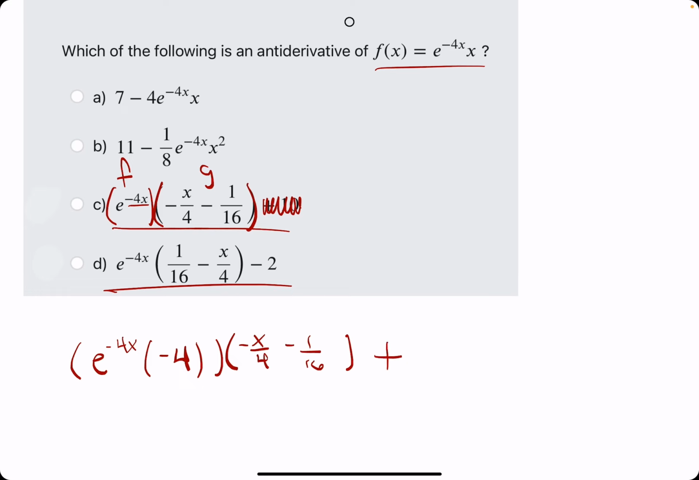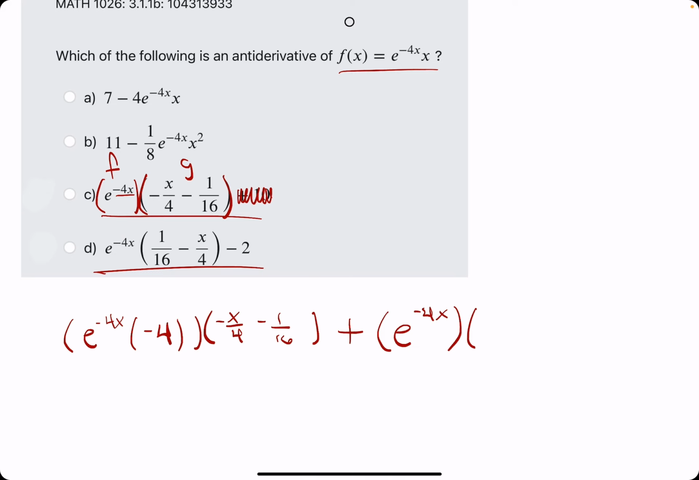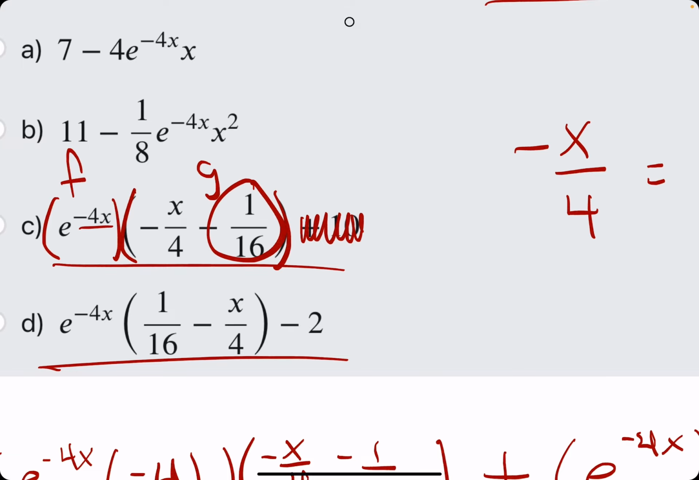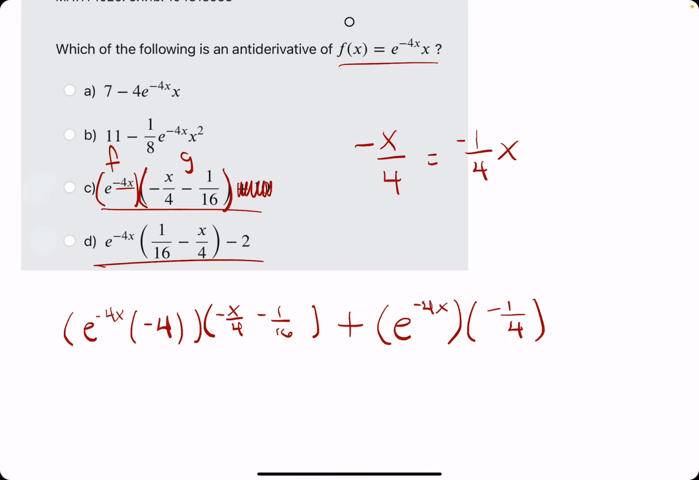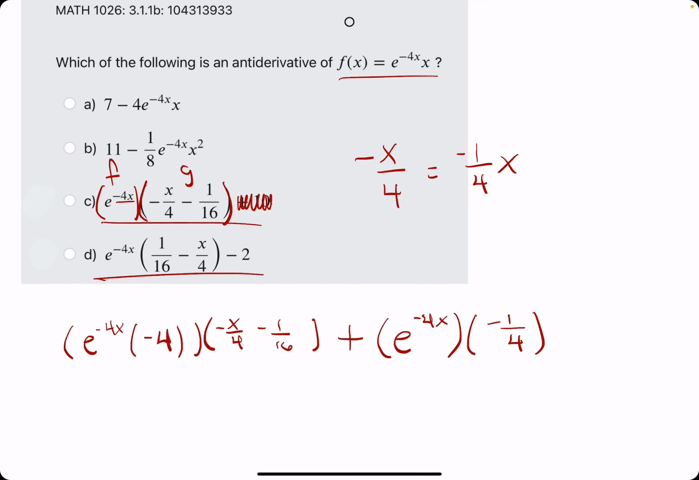And then using product rule, we have addition of f times g prime. So looking at this whole g set of parentheses here, the derivative of negative x over 4 is the same thing as, this term is the same as negative 1/4 times x. So a constant times x has a derivative that is just that constant. And then 1/16 is just a constant itself, so its derivative goes to 0. So negative 1/4 is the derivative of g altogether.